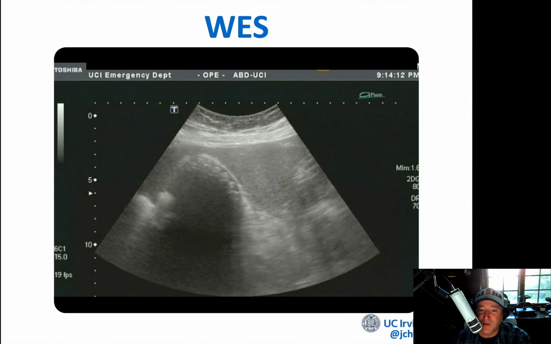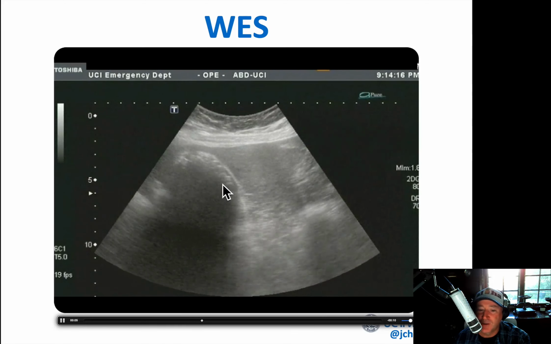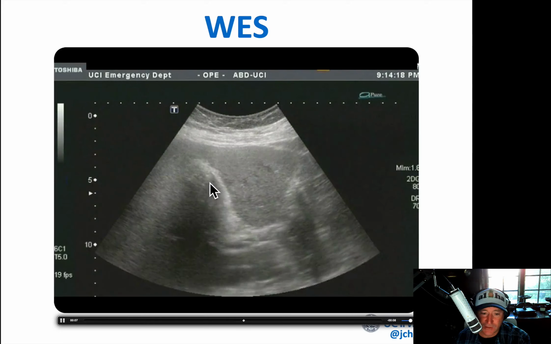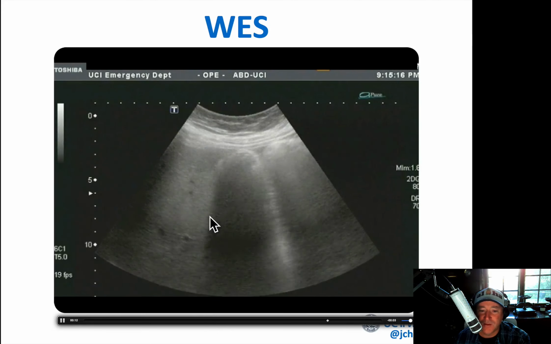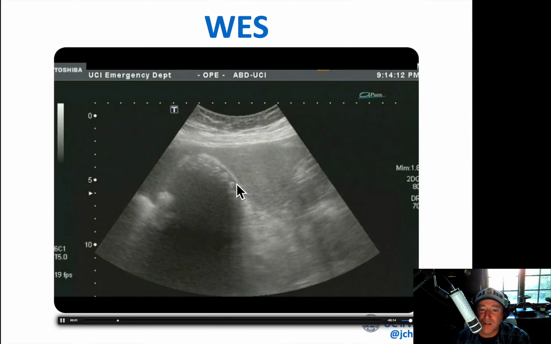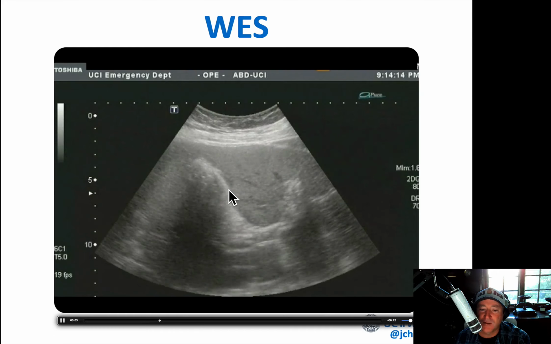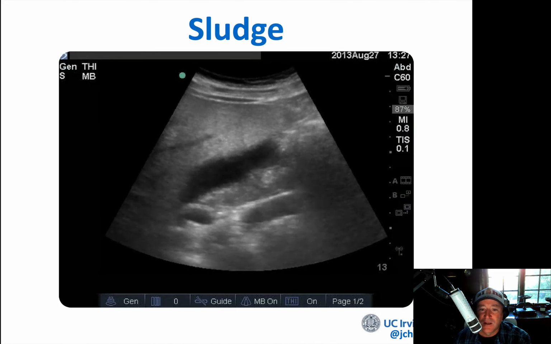All right, this, on the other hand, is a WES. I know they look similar, but this is a very confluent shadow with all these gallstones, making one big shadowy shadow. The anterior wall of the gallbladder is seen up here, and there's a bunch of stones, and the gallbladder has contracted down on these stones, and we're seeing all the shadow coming out. That's a classic WES sign. So what else?